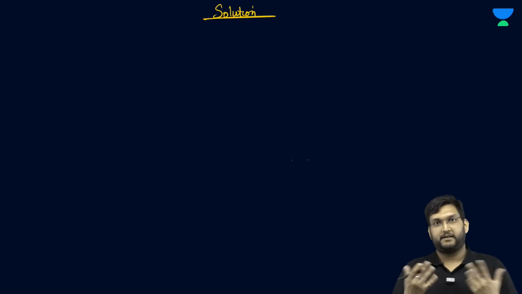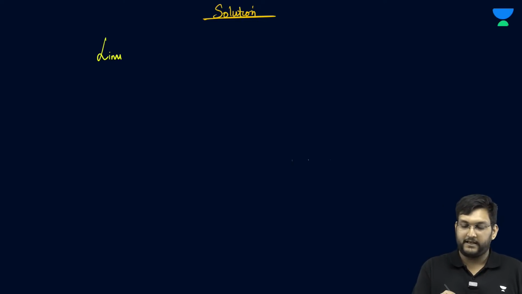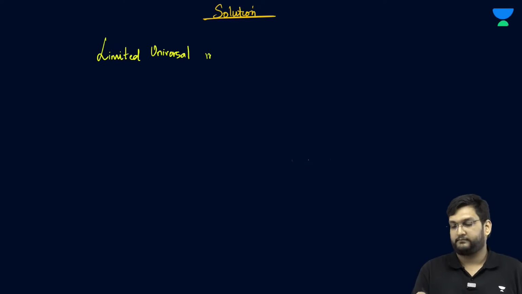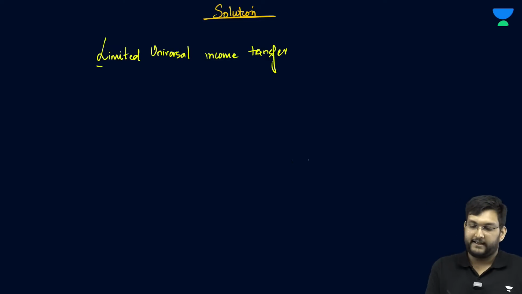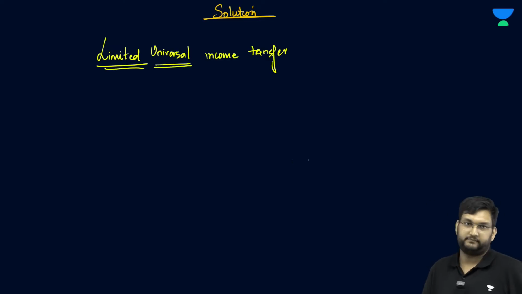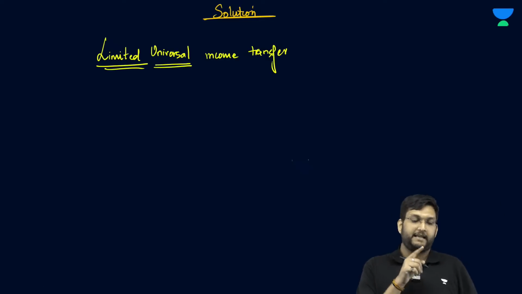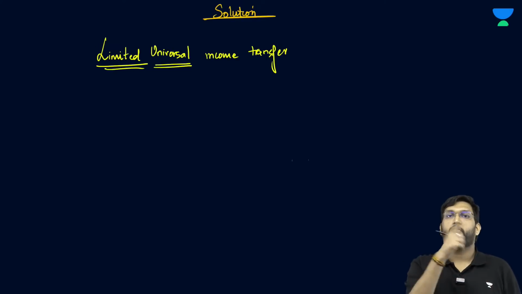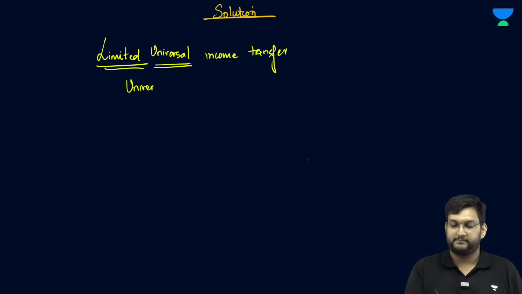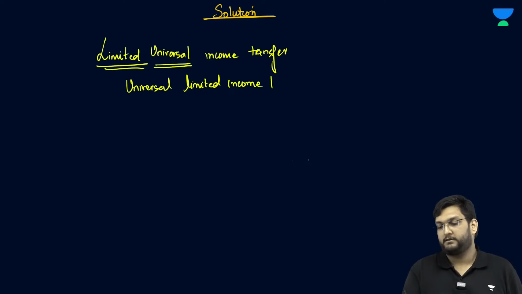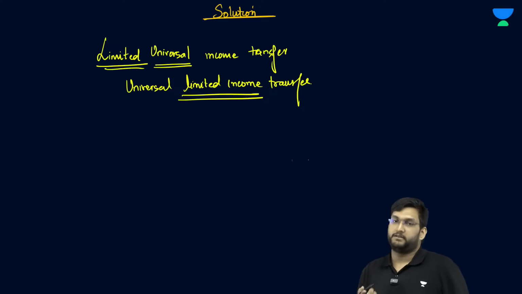He says, and it's an oxymoron in itself, he says we can experiment with what is called as limited universal income transfer. Now, why do I say it's an oxymoron? Because limited and universal are contradictory words. But basically, if I reverse these, it will not become an oxymoron. It becomes universal limited income transfer. This is where the limited is not on the people but on the income.